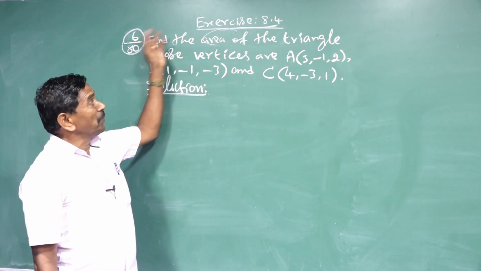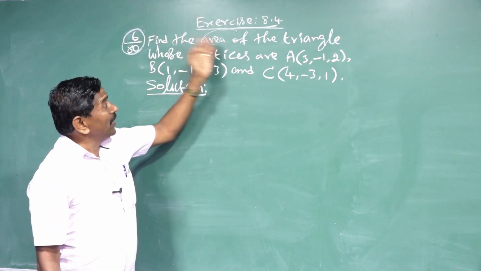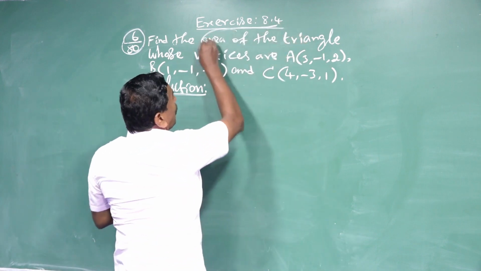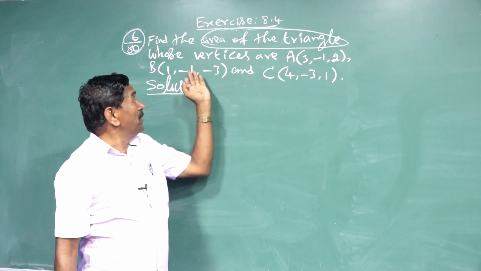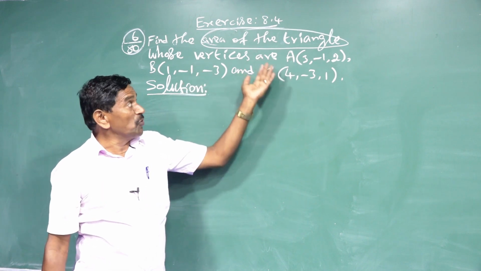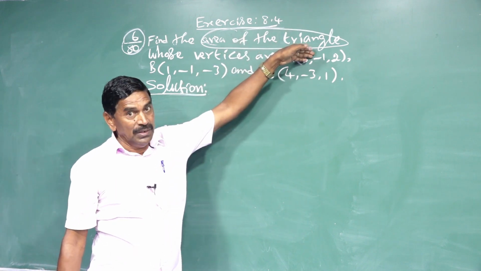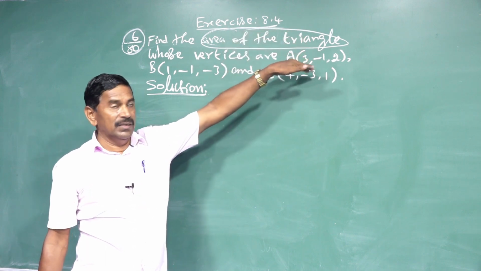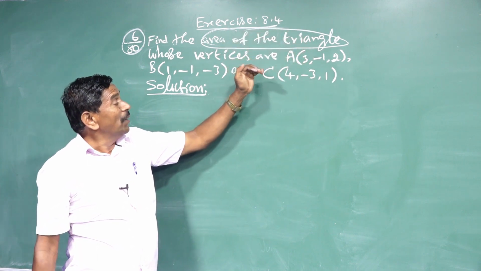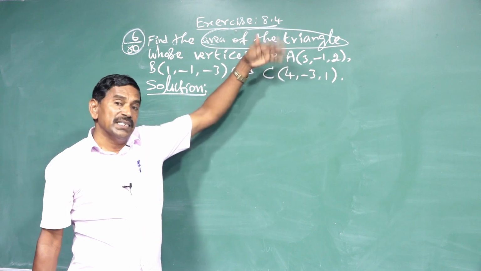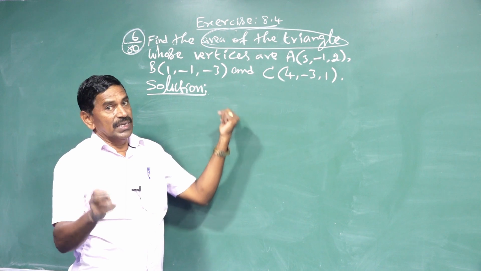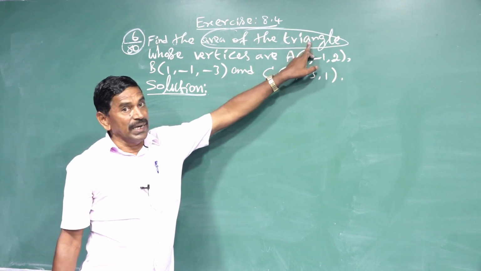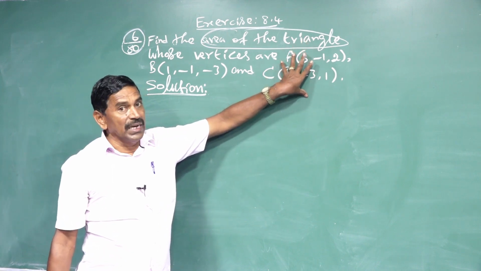Now, the 6th question from exercise 8.4. Find the area of the triangle whose vertices are given. Before, in the parallelogram question, adjacent sides were given, but now vertices are given. That is the difference. Here the keyword is triangle, and the vertices of the triangle are given.